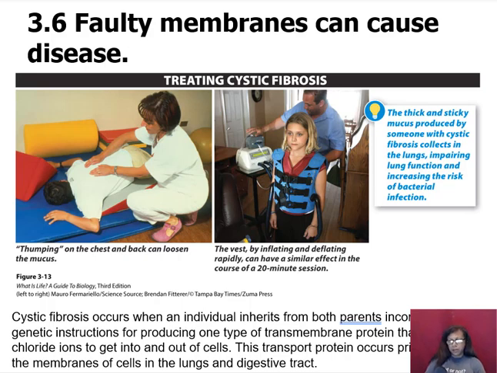Well, it turns out that when you are not moving chloride ions properly, because of this defective transmembrane protein, you get this buildup in the lungs of this thick, sticky mucus that gets produced. In someone with cystic fibrosis, this mucus collects in the lungs, impairing their lung function. They can't breathe, right? Increasing the risk of bacterial infection. And so they have to have something called coupage. And that's what you're seeing here in the left image.